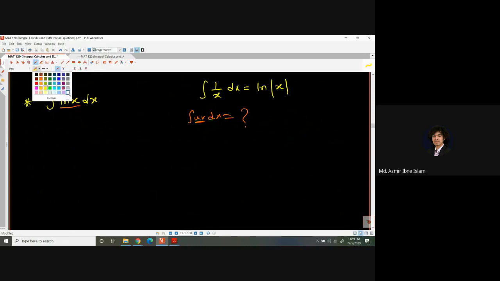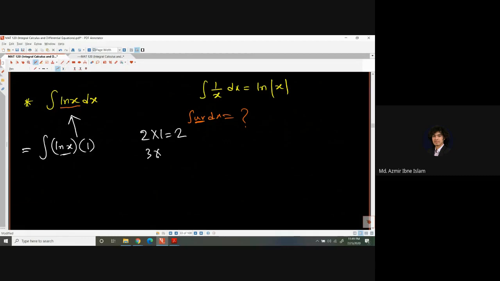I'm going to show all the steps here, but for now, try to understand that if we multiply natural log of x with 1, things stay just the same as before. If we multiply 2 times 1, we get 2. 3 times 1, we get 3. So ln x times 1, we get ln x. So using that concept, we can extend our idea.